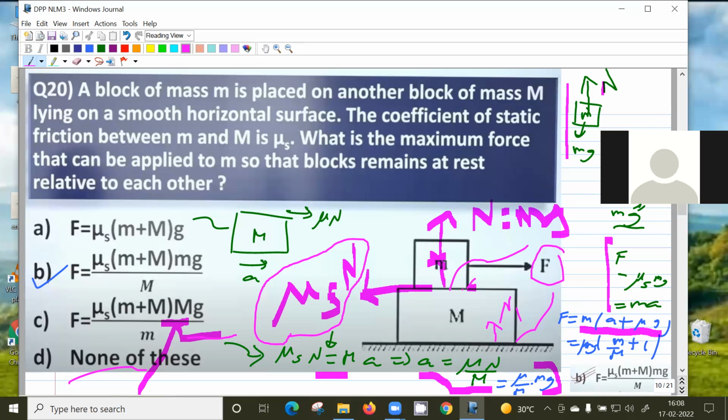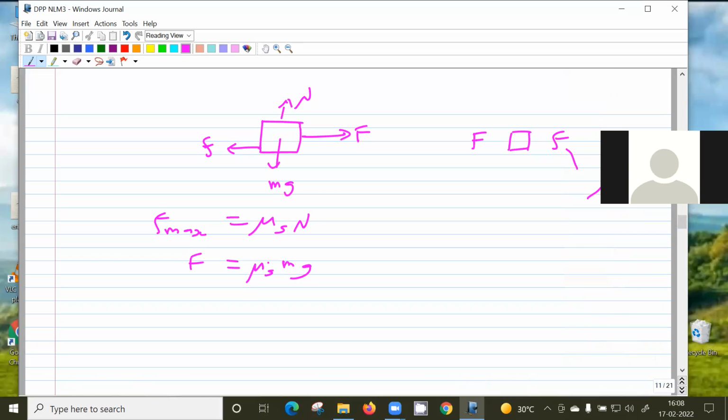Okay, and it can accelerate also. It doesn't have to, right? So it can move without slipping, but accelerating. This can accelerate with an acceleration A. So this equation is not correct.